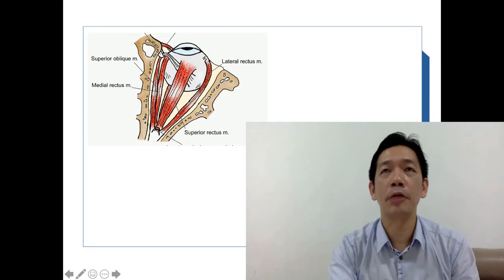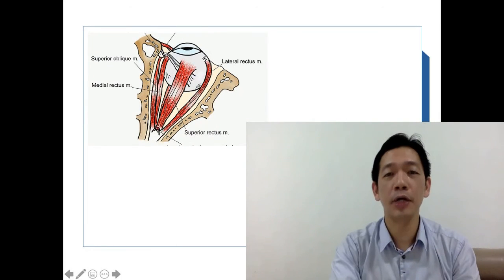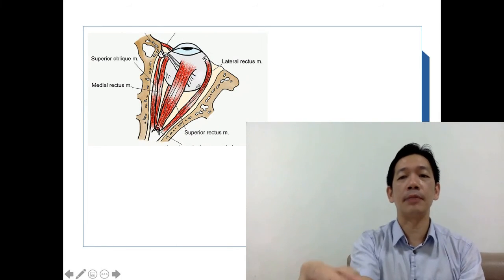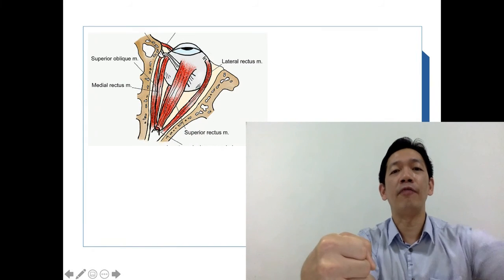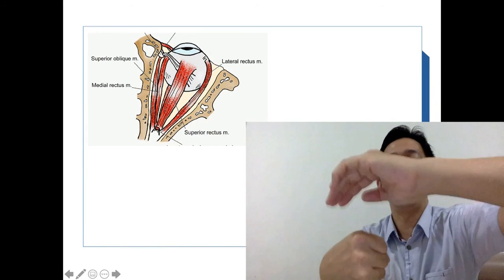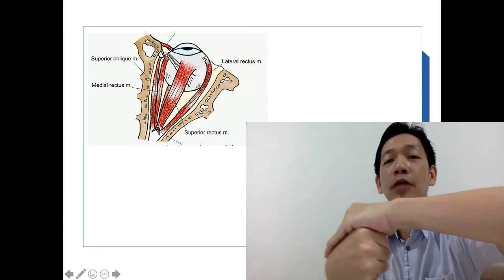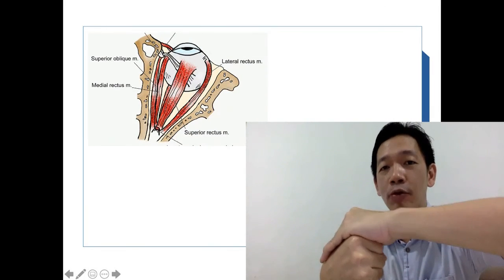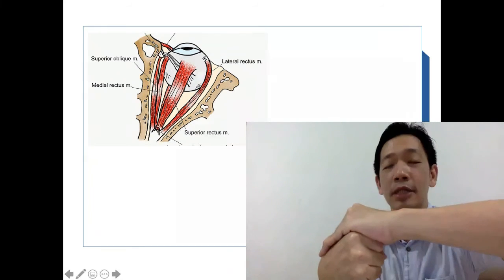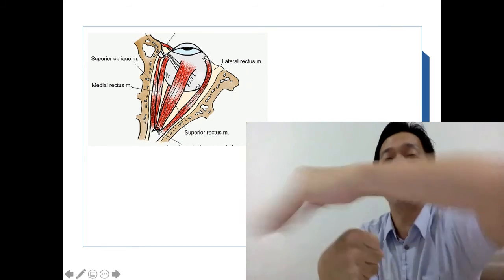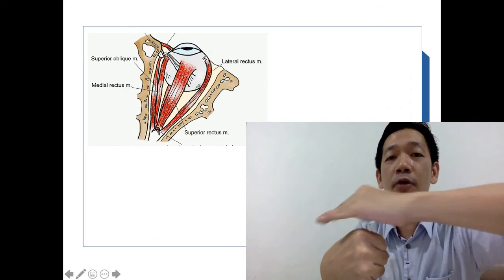Now how about the superior oblique muscle? The oblique muscle is special in one way, in that it always comes from the front to the back. The way it inserts, it comes from the anterior to the posterior, and there is also an angulation. This angulation is much more compared to your rectus muscle. It's 53 degrees, more than 45 degrees from your 0 degree.